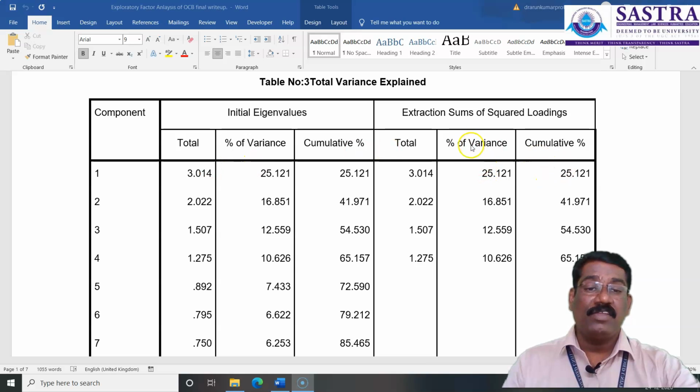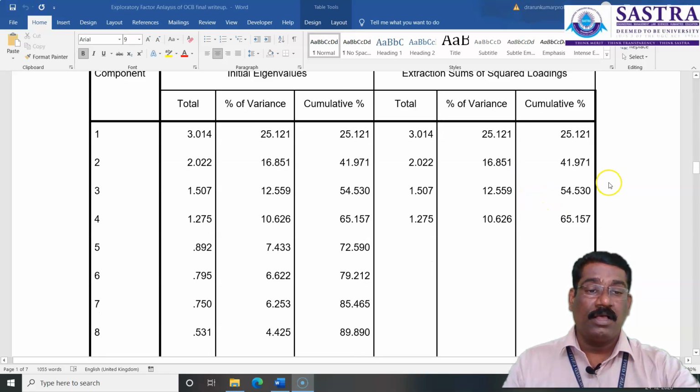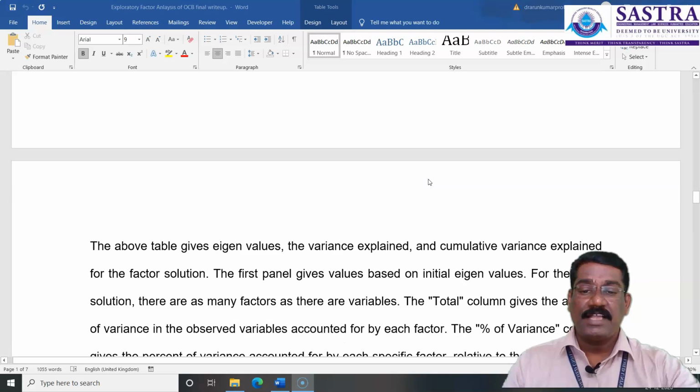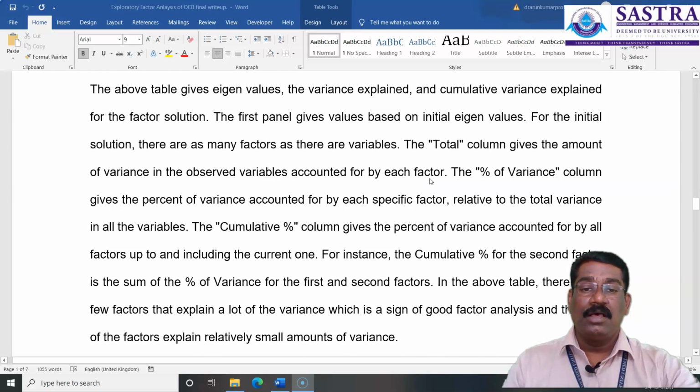Similarly, we can see the percentage each factor accounts for, like 25 point something for the first factor, that is, how much percentage of variance it accounts for. The last column talks about the cumulative variance of each factor. This has to be written as an interpretation below this table.